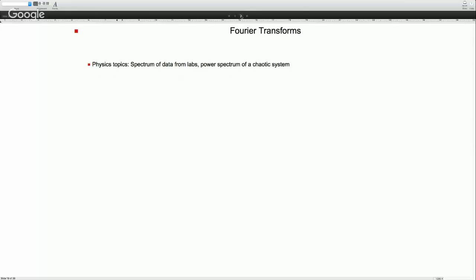So all students should know something about Fourier transforms. There are lots of physics topics here, of course. So for instance, you could talk when you did chaotic systems about power spectrums from a chaotic system. How do you know the system is chaotic? There are lots of opportunities here too for weaving computation into a lab or analyzing data from labs. Students frequently have spectrum data from labs that they might want to take the Fourier transform of.